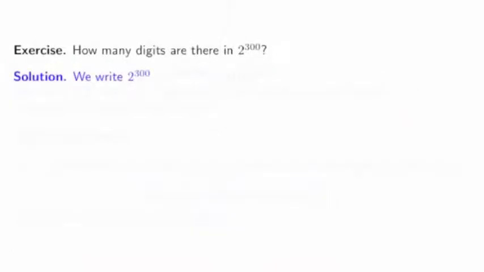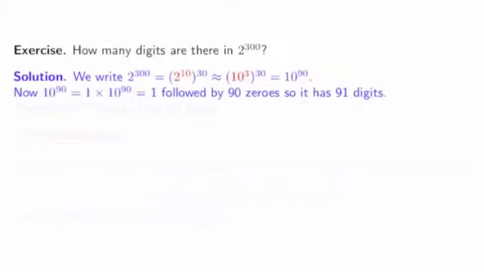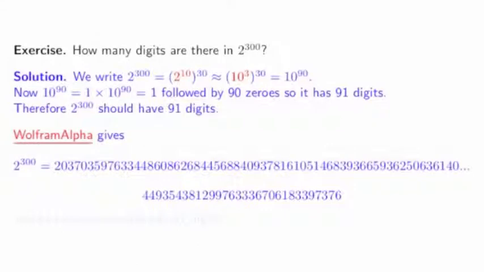Let's write 2 to the 300th as 2 to the 10th to the 30th. Replace 2 to the 10th by 10 cubed, so we have 10 cubed to the 30th, and get about 10 to the 90th. Now 10 to the 90th is 1 times 10 to the 90th, or 1 followed by 90 zeros. So 10 to the 90th has 91 digits. So 2 to the 300th should have 91 digits. If we type this into Wolfram Alpha, we get this number. There's 2 to the 300th. You can check. It has 91 digits.